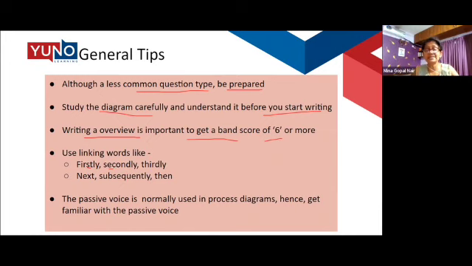And finally, as I said, the passive voice is normally used in process diagrams more than you would use it otherwise. So try and get familiar with the passive voice. Okay. That's about it from my end on how you can write a good report when it comes to a process diagram.